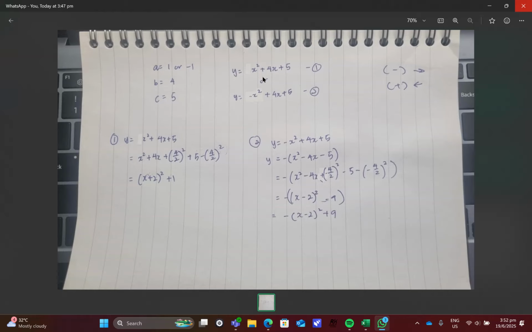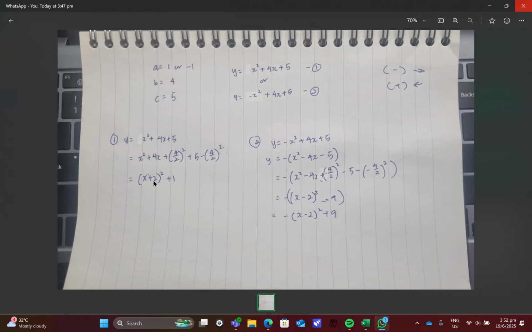For the first equation, the turning point can be seen from here, which is -2 and 1. And the turning point of this graph, which is number 2, is 2 and 9. From here, we can see the vertical shift, which is +2.